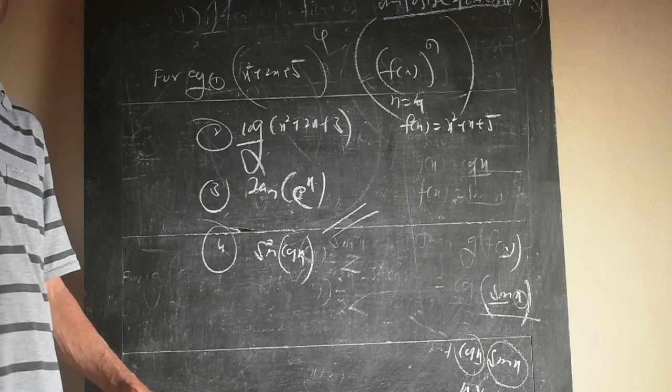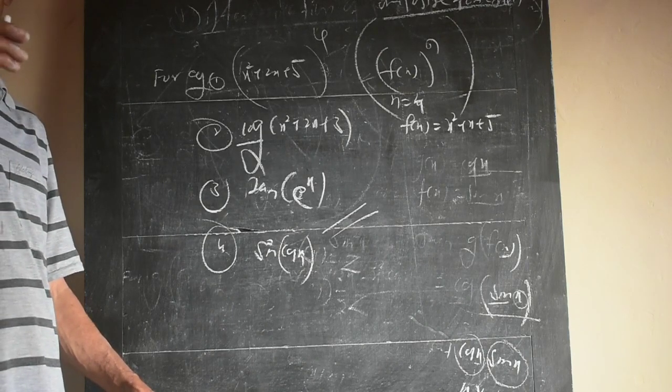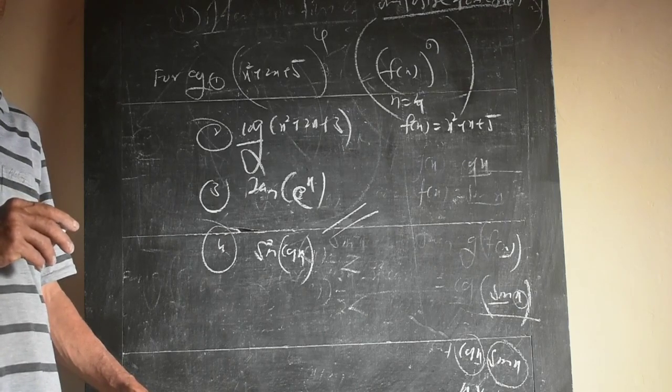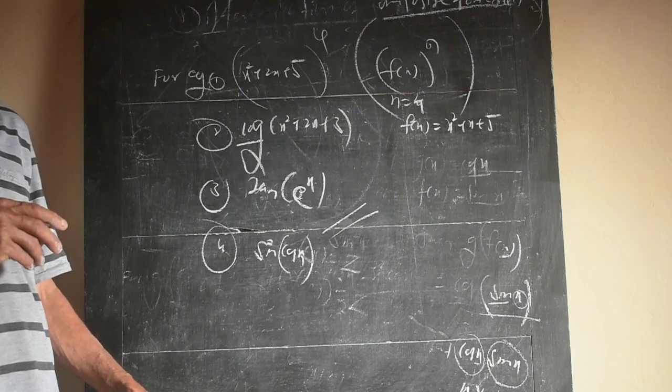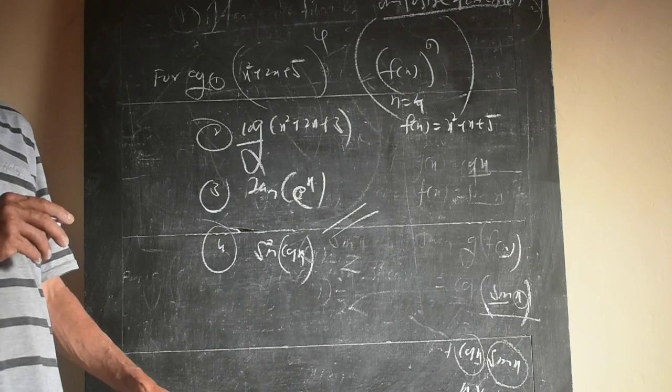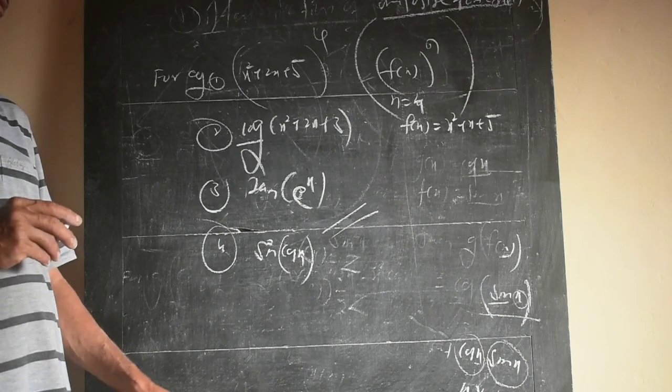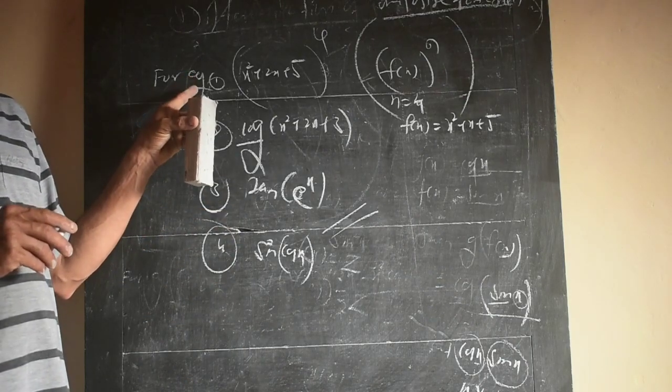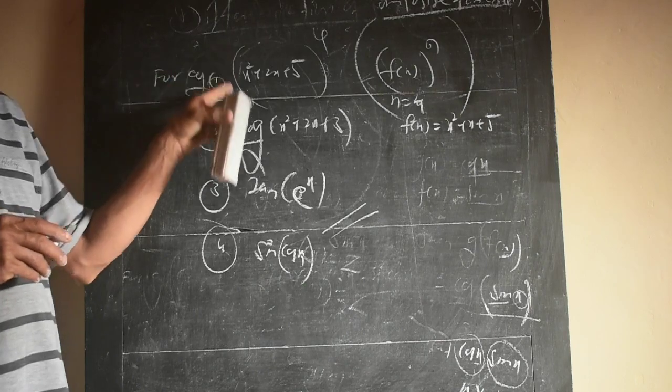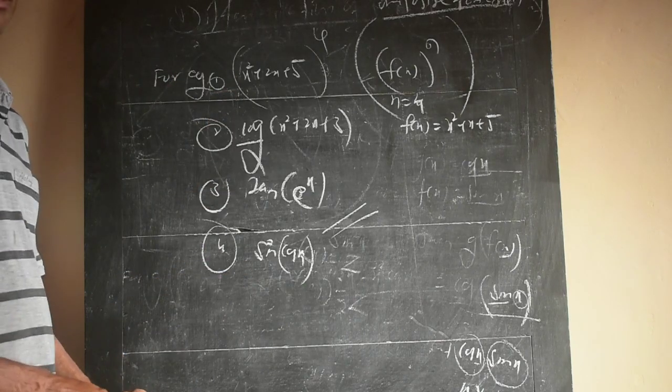Actually, it is very simple. Once you know the basic formulas of differentiation of simple functions, d by dx of sin x is cos x, d by dx of x raised to n is n into x raised to n minus 1, then on the basis of those basic formulas, you can differentiate the composite functions also. Okay?